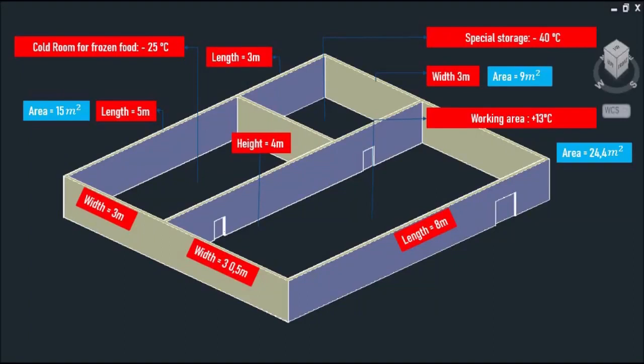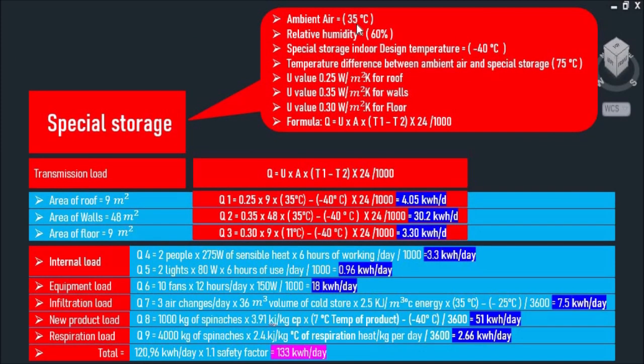Hi everyone, today I would like to talk very briefly about the rest of my previous video, part 1, regarding the cold room for frozen food items. The ambient air is 35 degrees Celsius at a relative humidity of 60%. The cold room indoor design temperature is negative 40 degrees Celsius, and the temperature difference between ambient air and the cold room is 75 degrees Celsius.